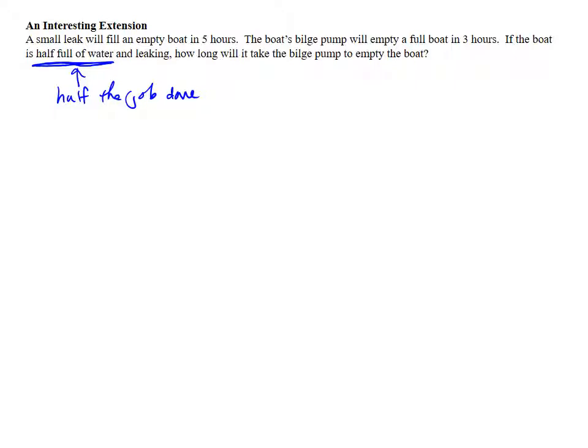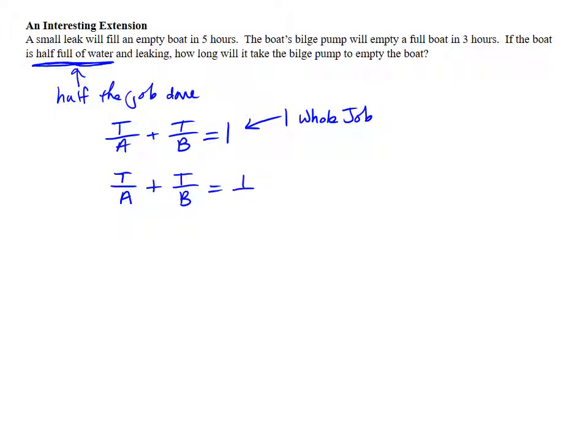So remember how we had one way of writing the formula, where you had to do with the full job, where you had T over A plus T over B equals one full job. One of the things that would be good in this example is that we want to do half the job. So if we convert this formula to T over A plus T over B equals 1/2, we are in better shape, okay? Because this is half the job, basically half the boat.